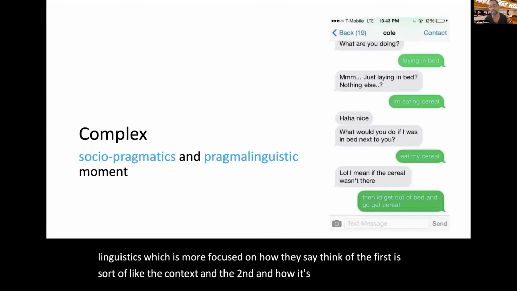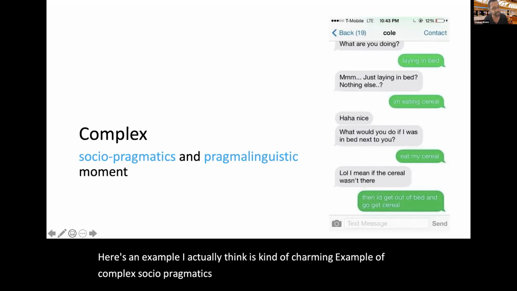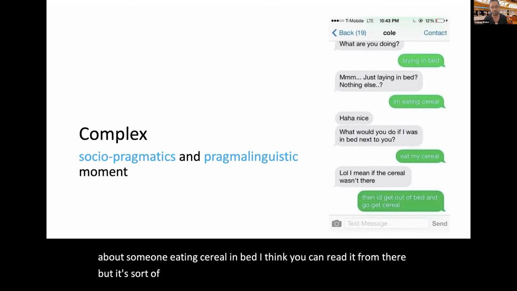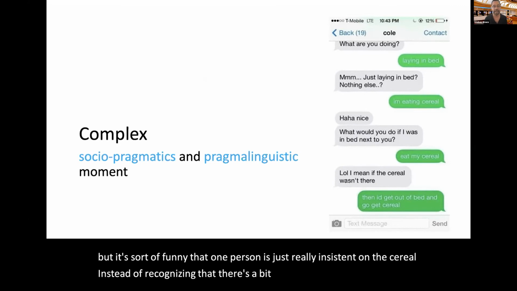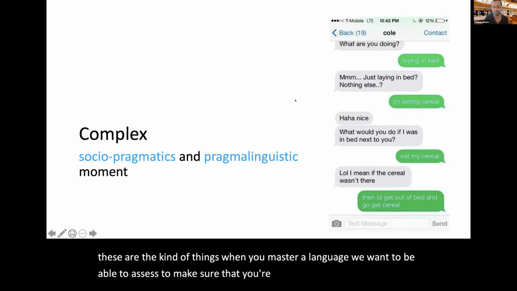So here's an example I actually think is kind of a charming example of complex sociopragmatics and pragmalinguistics. A little text message about someone eating cereal in bed. I think you can read it from there, but it's sort of funny that one person is just really insistent on the cereal instead of recognizing that there's a bit of a flirt going on there. And these are the kind of things that when you master a language, we want to be able to assess, to make sure that you're reading the communication appropriately.